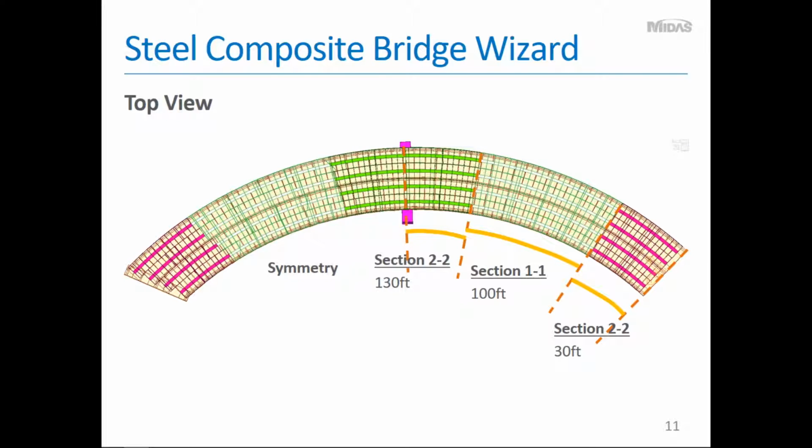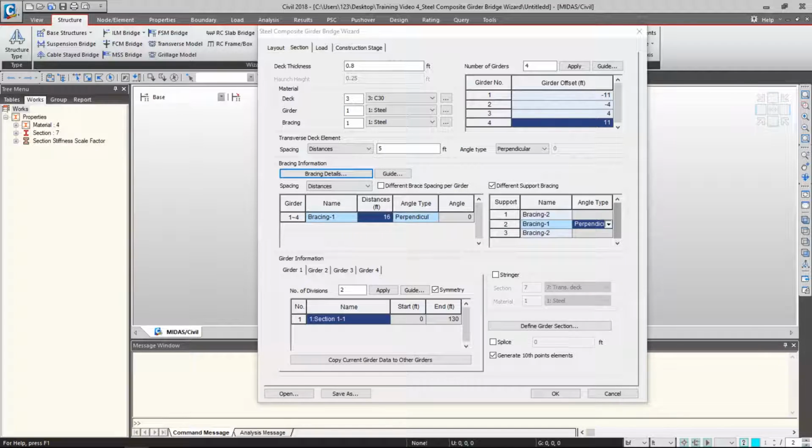Let's look at the girder section at each girder. First of all, as you can see, the girder section layout is in symmetry, and it is the same for all 4 girders. There are a total of 5 divisions. Starting from right, Section 2-2 is used for the first 30 feet. And then Section 1-1 is used for the next 100 feet. And again, Section 2-2 is used for the rest. Then let's type the number in now.